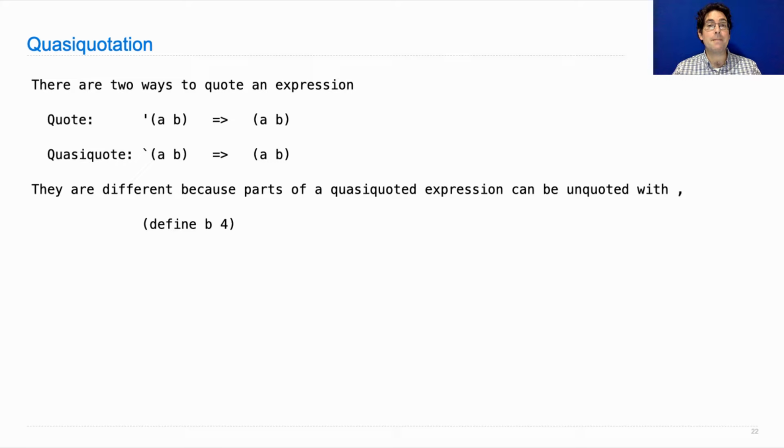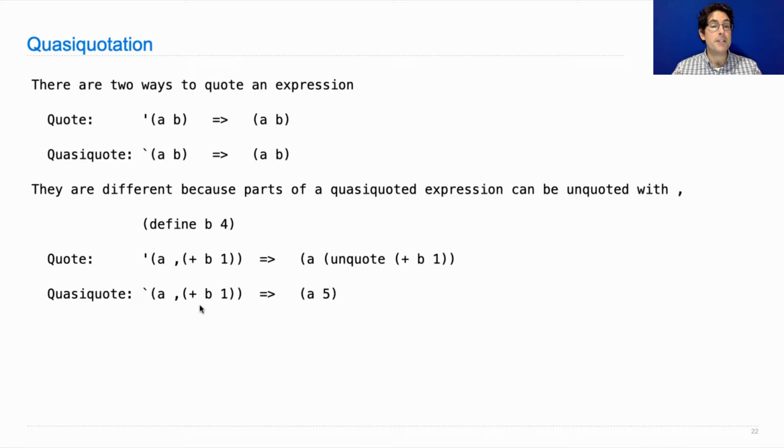Let's say I've already defined B to be 4. If I quote AB, I'll get AB. Doesn't matter that I've defined it. If I quote A, followed by the result of unquoting B plus 1, well, this whole thing is quoted. So we're not going to use the value for B. We're just going to write out exactly what's here: A followed by the value of unquoting B plus 1.